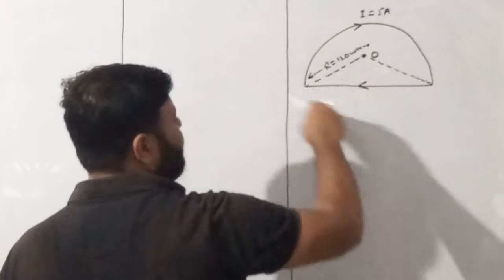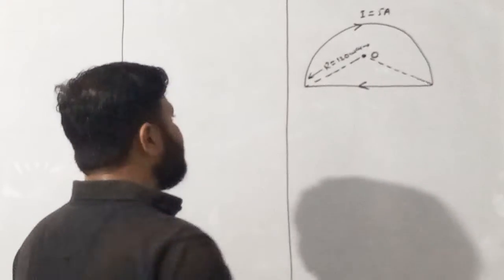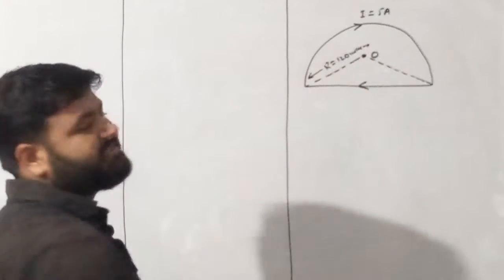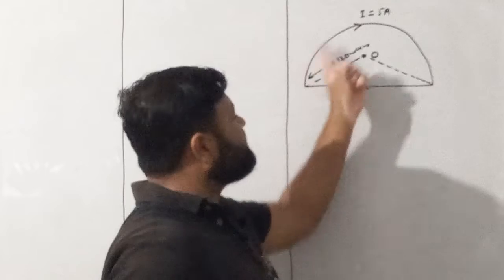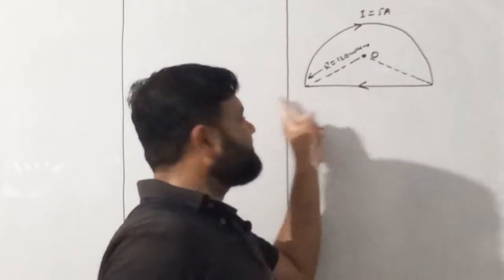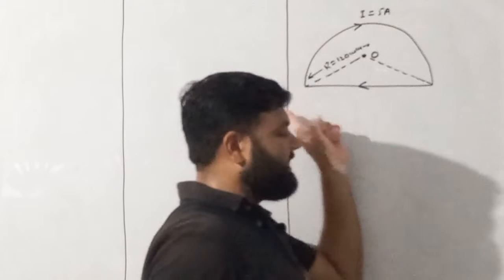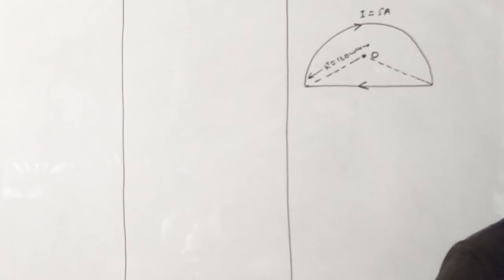So my dear student, this is the structure which is given here. We want to find the magnetic field at point O. Basically this is the combination of two different structures: one is a semicircular arc and the other is a straight wire.